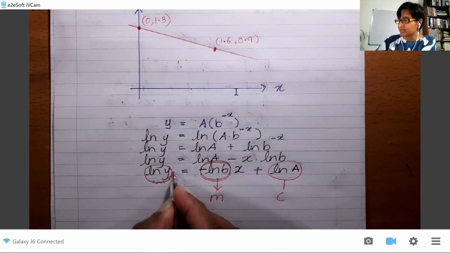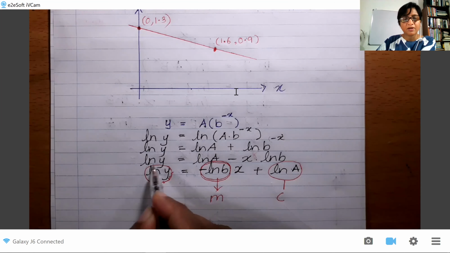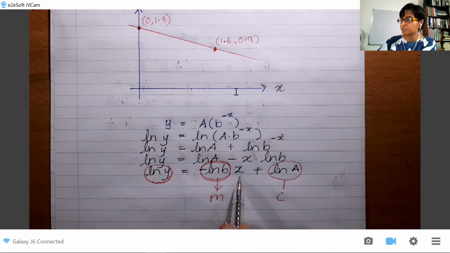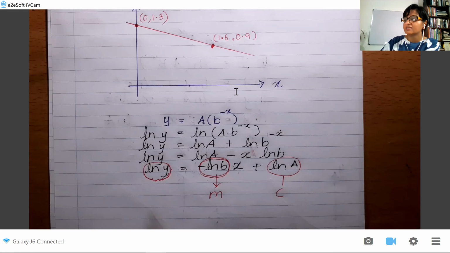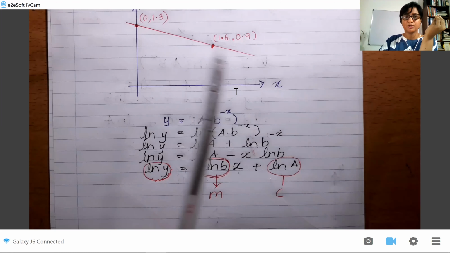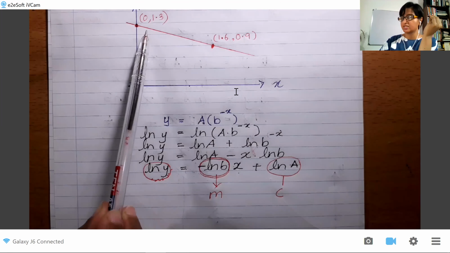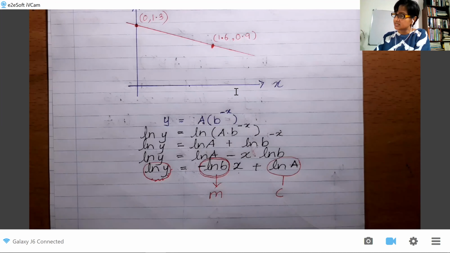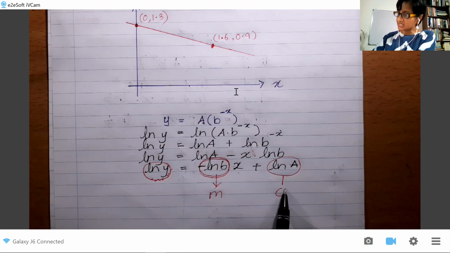Their graph is ln y versus x. Then this has to be the gradient, and that has to be the c. So you can read both m and c. You can read c from the graph. You can calculate m by using the 2 points given, and you can find this a and b. Let's use, shall we use this first? What is c from the graph?